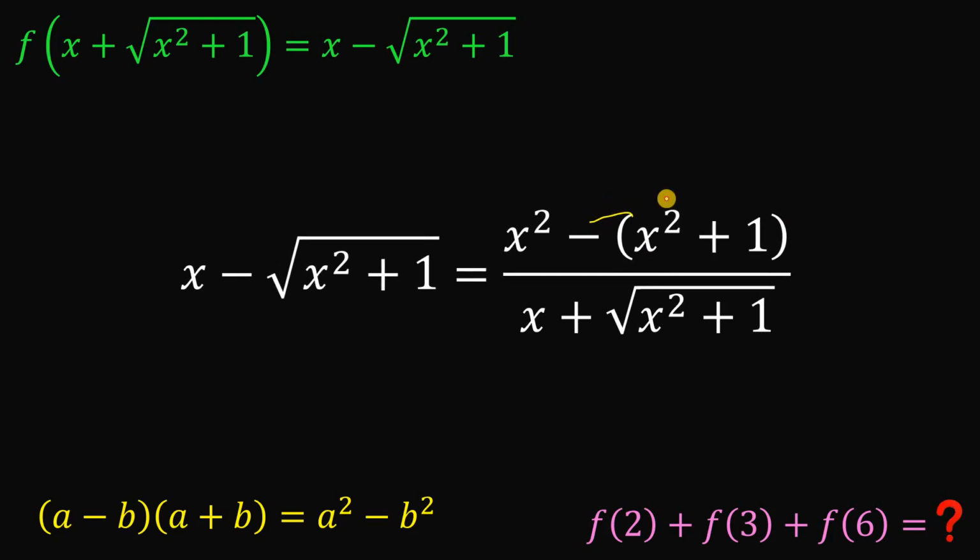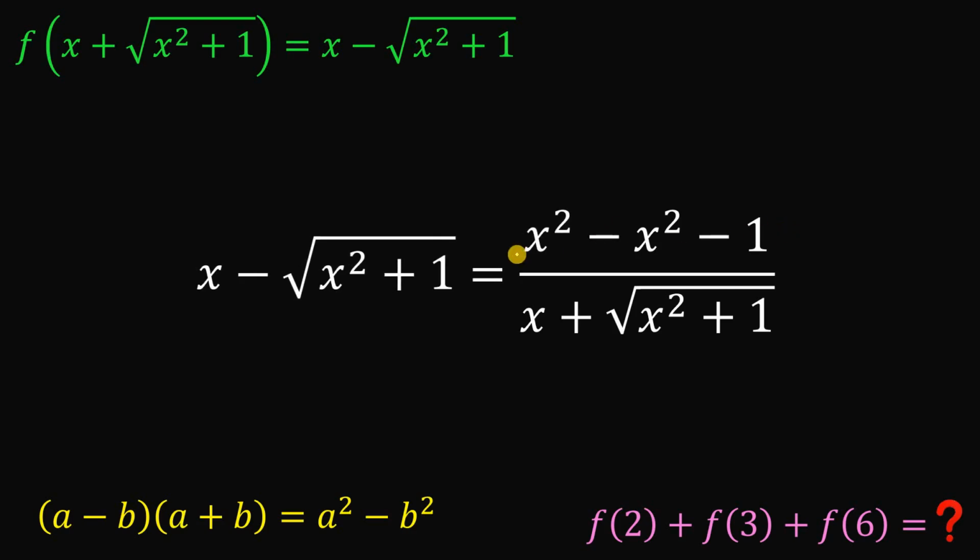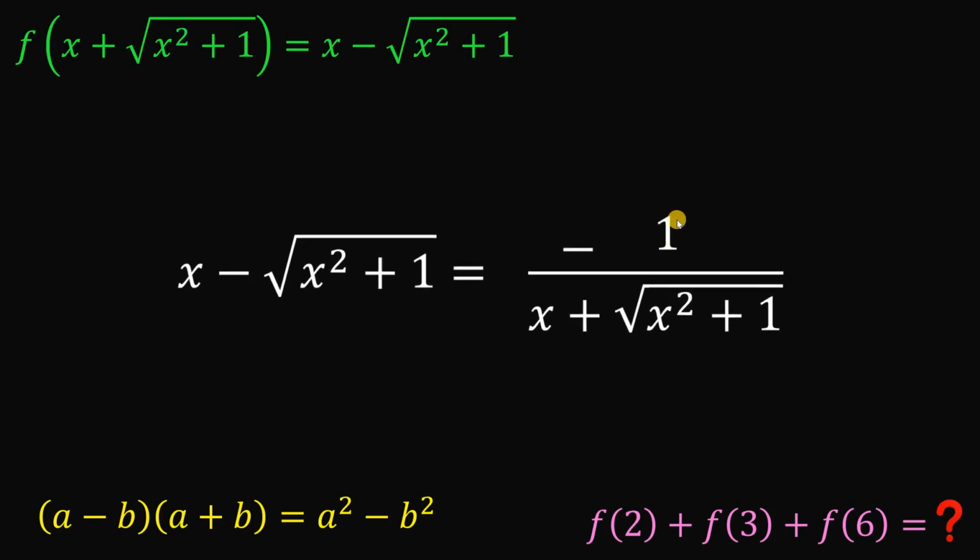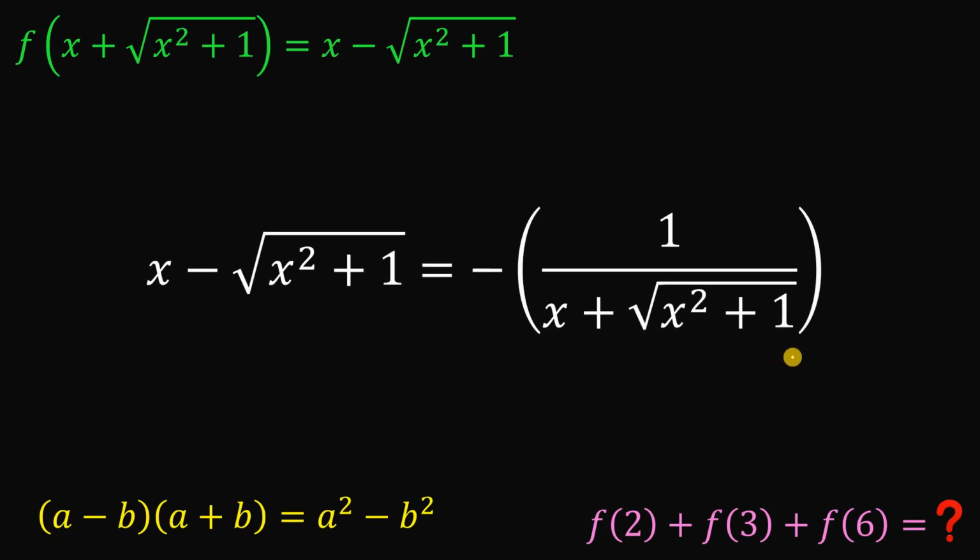Now, let's distribute this negative sign to x² and positive 1. So we have x² − x² − 1. And x² and negative x² cancel out. This is just 0, so the numerator is just negative 1. Now, we can rewrite this also as negative of 1 over x + √(x² + 1). And take note, we can rewrite x − √(x² + 1) with this equivalent. This is just the same thing: negative of 1 over x + √(x² + 1).